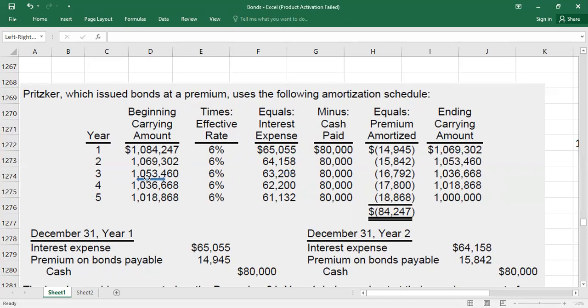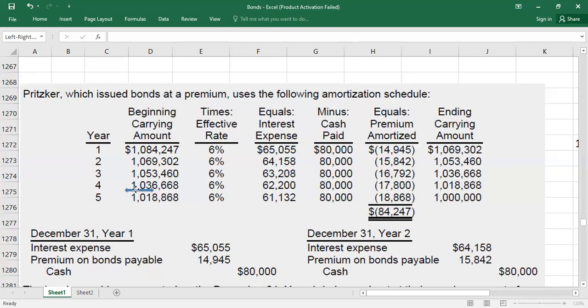Again, the beginning carrying value, which is 1,053,460, minus amortization of premium, which is 16,792. This is how you get the ending carrying value. The ending carrying value becomes again the beginning for next year, again times 6%. You get the interest expense, and again the actual interest paid is 80,000. The difference between interest expense and actual interest paid is your amortization of premium. Again you get the ending carrying value.